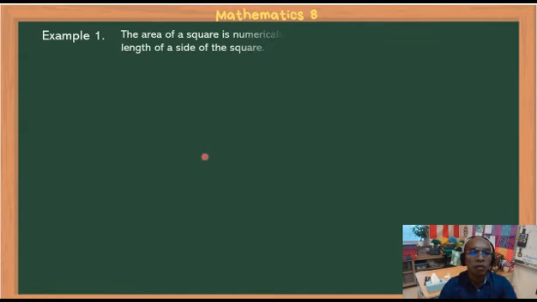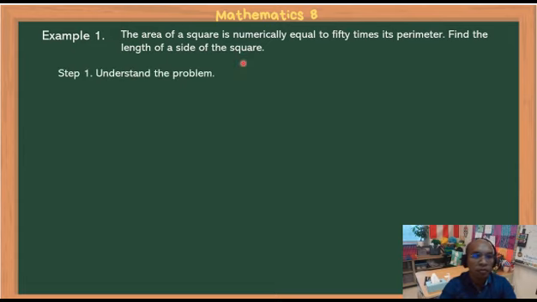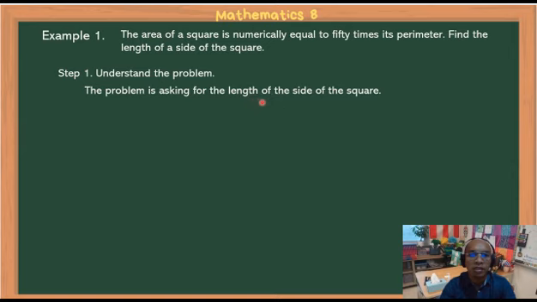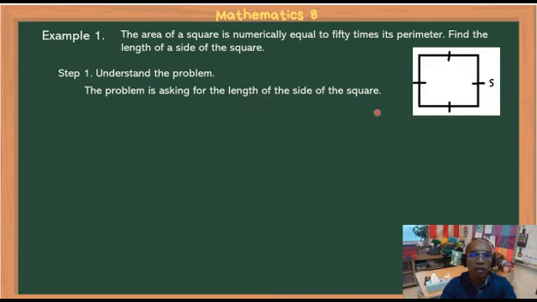Let's have example number 1. Suppose the area of the square is numerically equal to 50 times its perimeter. Find the length of the side of the square. First, we are going to understand the problem. The problem is asking for the length of the side of the square. We all know that in a square, all sides are equal. So in this case, we let variable s represent this side.